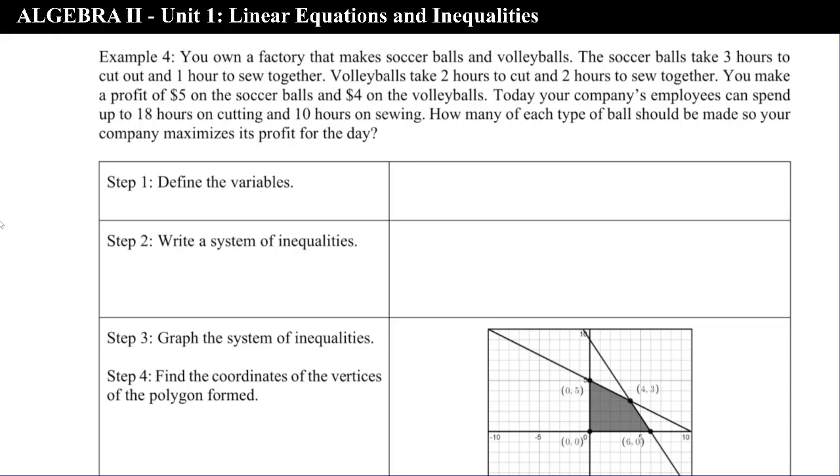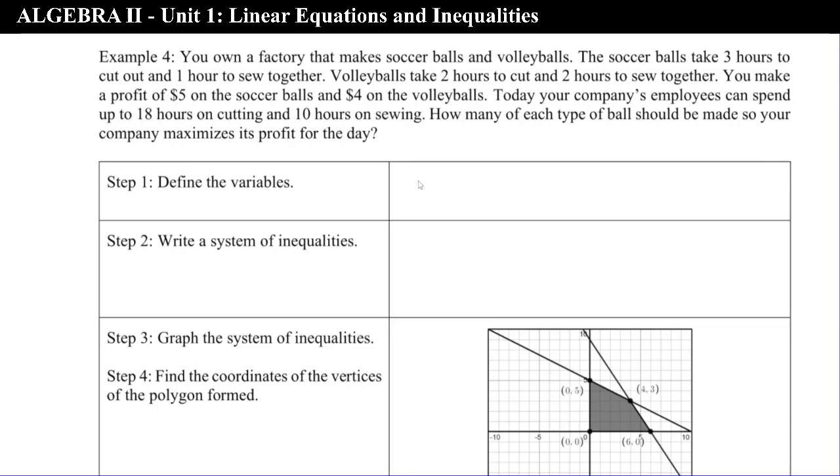You own a factory that makes soccer balls and volleyballs. The soccer balls take 3 hours to cut out and 1 hour to sew together. Volleyballs take 2 hours to cut out and 2 hours to sew together. You make a profit of $5 on the soccer balls and $4 on the volleyballs. Today, your company's employees can spend up to 18 hours on cutting and 10 hours on sewing. How many of each type of ball should be made so that your company maximizes its profit for the day?